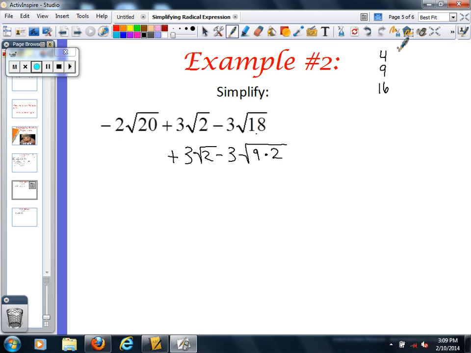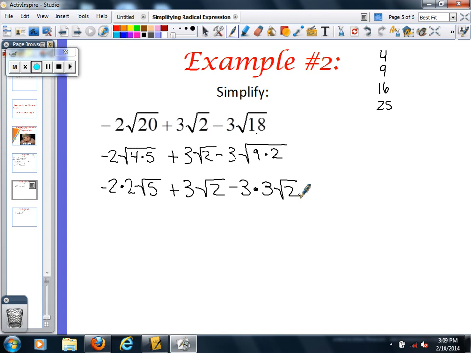Alright, so now let's try 20. 4 goes into 20, 9 does not, 16 does not, and then the next one up is 25. So I can write this as negative 2, this would be square root of 4 times 5. Okay, and now you're going to simplify. Square root of 4 is going to be 2, plus 3 square root of 2 minus 3 times square root of 9 is 3 radical 2. This gives me negative 4 radical 5 plus 3 radical 2 minus 9 radical 2.